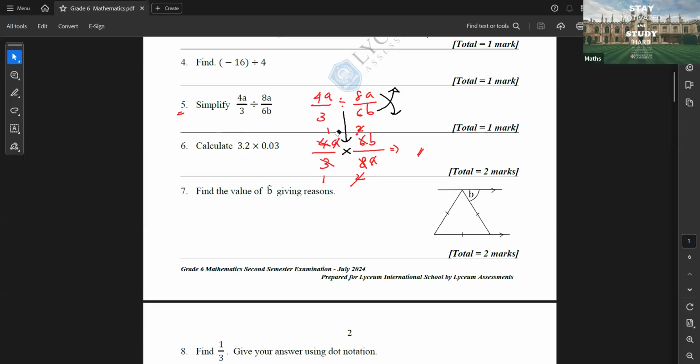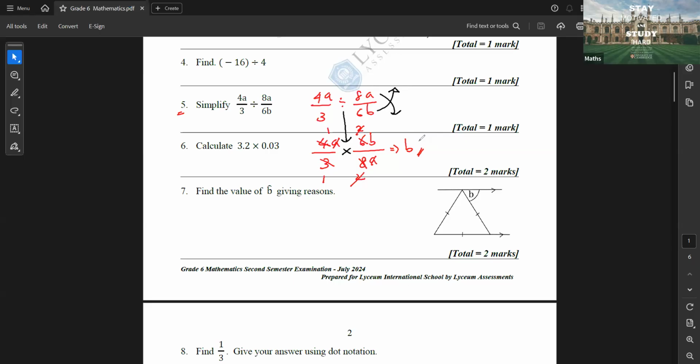So we have completed that. Question number 6 as well. Moving on. Question number 8. Let's go for it.